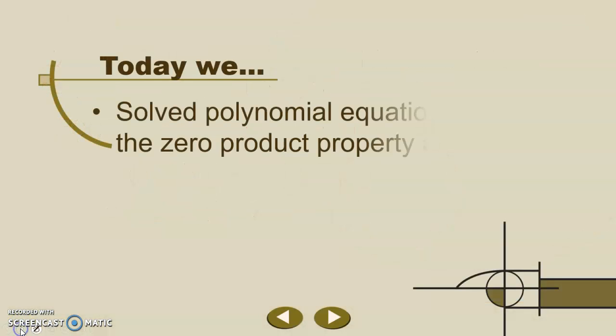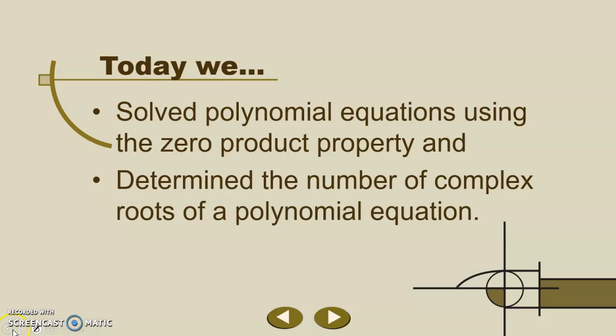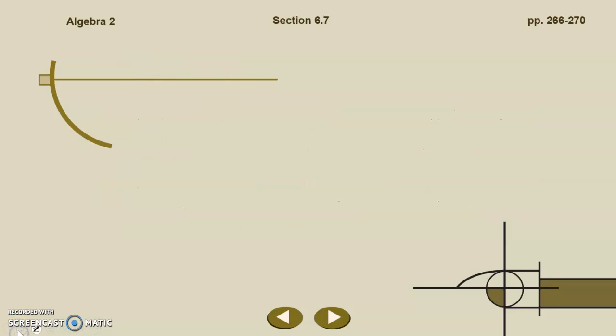All right, so today we did these things. We solved, meaning solved for x, the polynomial equations using the zero product property. We determined the number of complex roots of a polynomial equation. We also applied the conjugate root theorem, which said that if a plus square root of b is a root, then a minus square root of b also has to be a root. And if a plus bi is a root, then a minus bi also has to be a root. Let's go ahead and write those down.